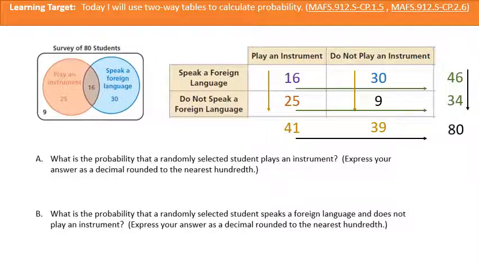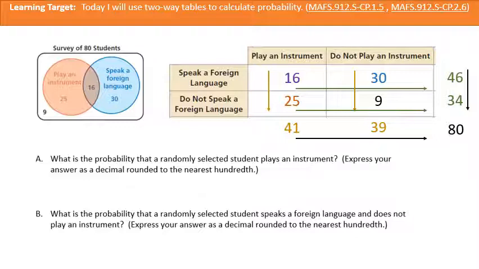Okay, so 41 plus 39 is 80. 46 plus 34 is also 80. All right, so now that we got all this data, we're ready to go ahead and start the question. What is the probability that a randomly selected student plays an instrument? Express your answer rounded to the nearest hundredth.